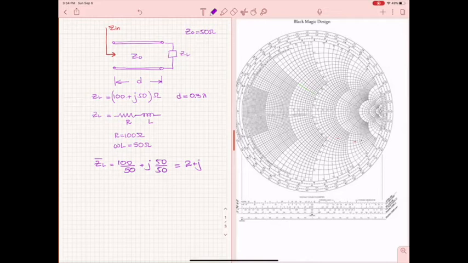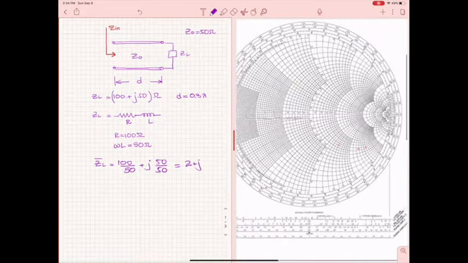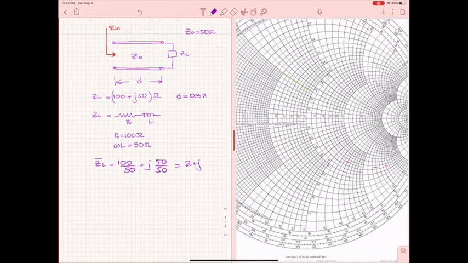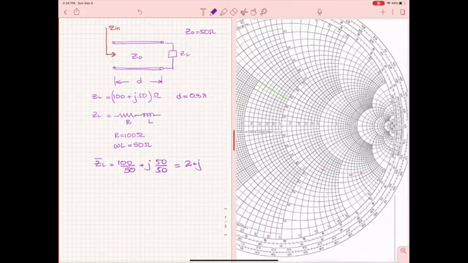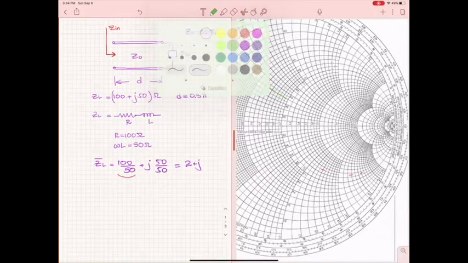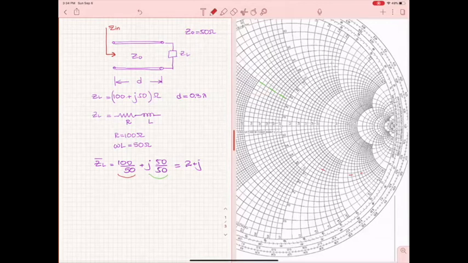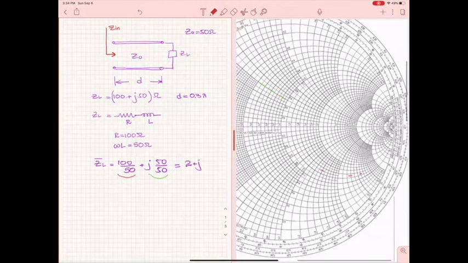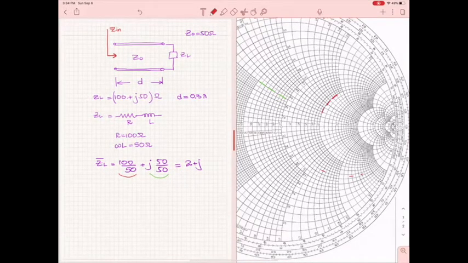I want to find this point on the Smith chart. So I'm going here, 2. I have to find the resistive part, which is 2. All of the circles, I will indicate with red, and then I will indicate the other one with green. All of the points that have the same normalized real part, which is 2, will be on this circle. Okay?